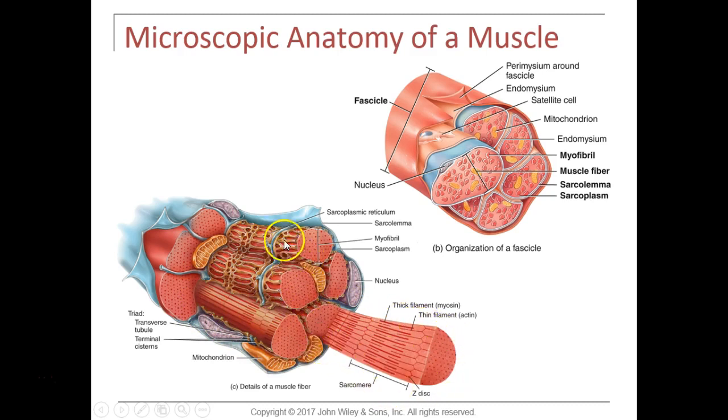Now, encircling the myofibrils is a very special organelle that we learned about a long time ago, which you learned to name as smooth endoplasmic reticulum. In the muscle cell, we're going to call it the sarcoplasmic reticulum, which is also abbreviated SR.